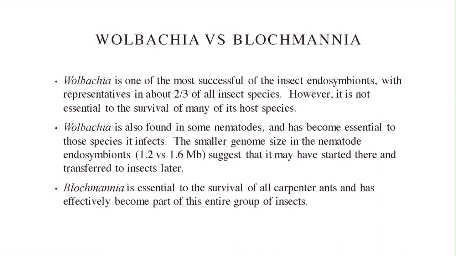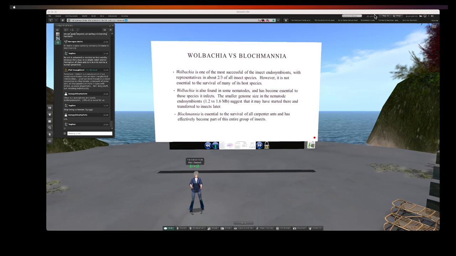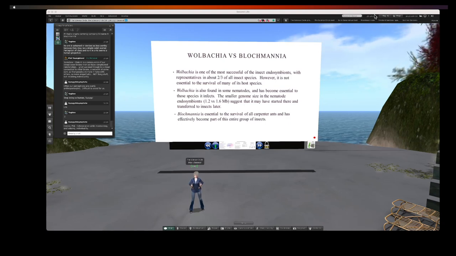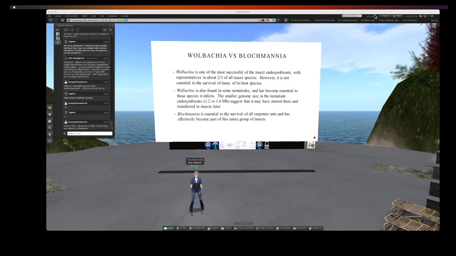Okay, so I just want to make a couple of other comments about Blachmania. As I mentioned before, if you take it out of the Drosophila, it's going to be fine. It doesn't actually have to have it, although the Wolbachia does produce amino acids in the gut of the insect. However, Wolbachia is also found in some nematodes, and it is essential to those. So it's possible that it's been in the nematodes longer than it's been in the insects, because the Wolbachia genome in the nematodes, these worms, is much smaller than it is in Drosophila, in the flies. So at some point in future time, maybe it will become essential to Drosophila, but it isn't yet.